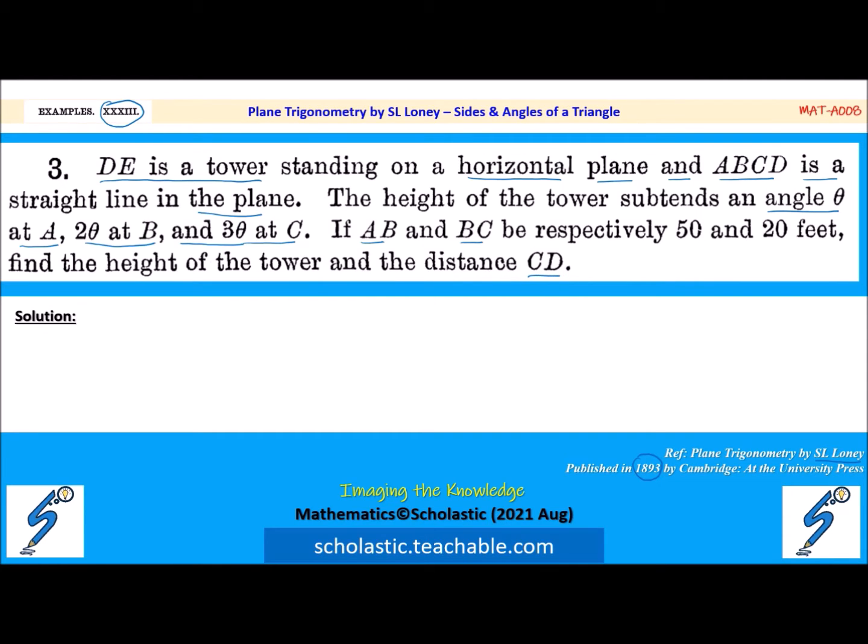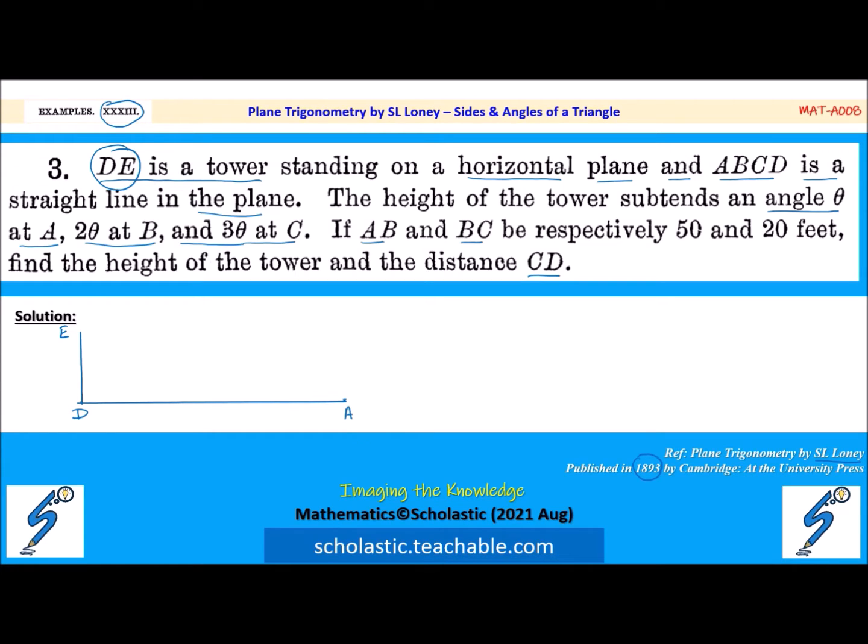So let's try to visualize this one. Let's draw a simple sketch here. So there is a horizontal plane and there is a vertical tower, and ABCD are the points on the plane. So let's take this as D, because DE is the tower, so we take this as the tower and this as A. So the points A, B, C, D lie on this straight line, which is a horizontal plane.